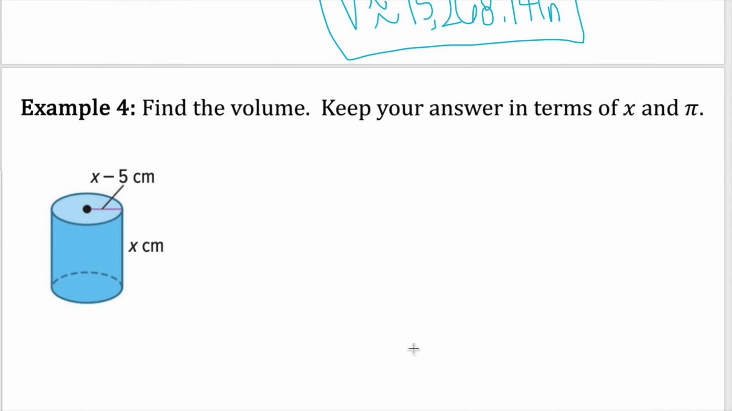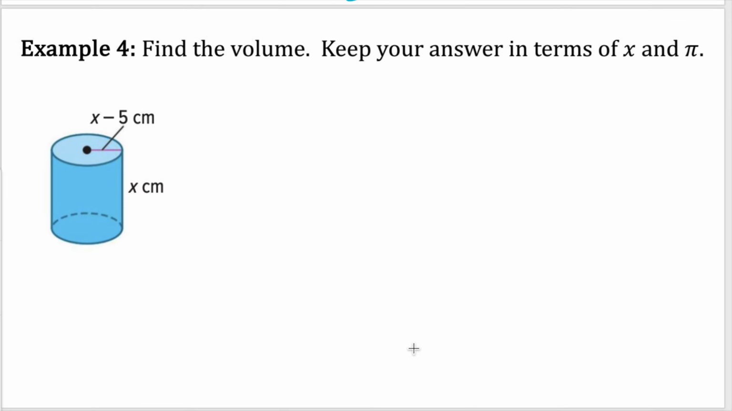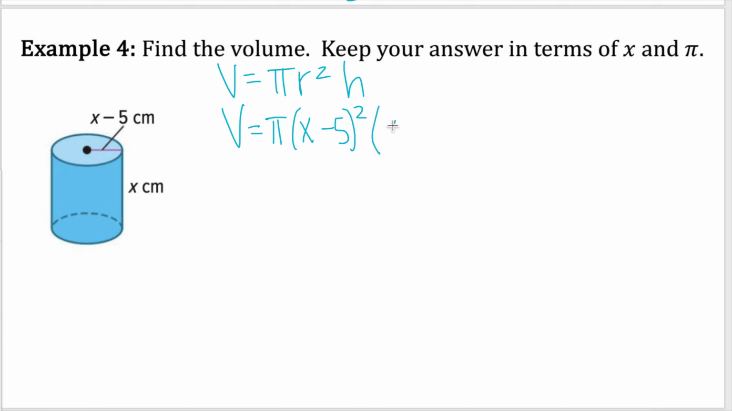Next up, we're going to find the volume, but keep our answers in terms of x and pi. So this is some good algebraic practice. Again, our volume formula is pi r squared times the height. So the first thing I'm going to do is fill in my radius squared, which is x minus 5, and squaring that entire expression, and then my height is x.